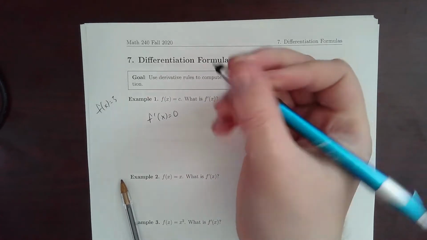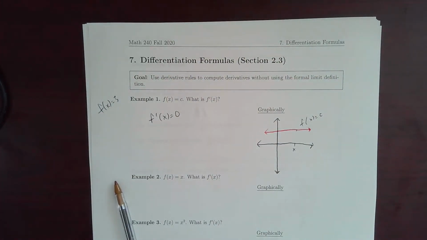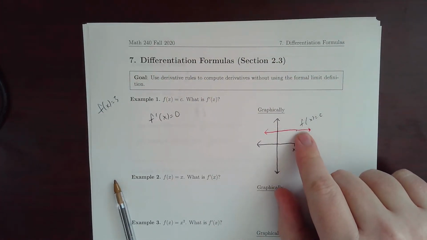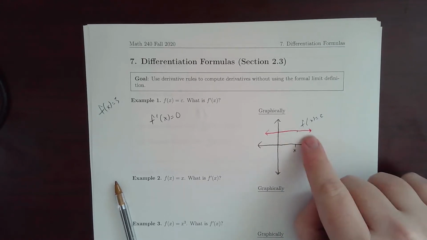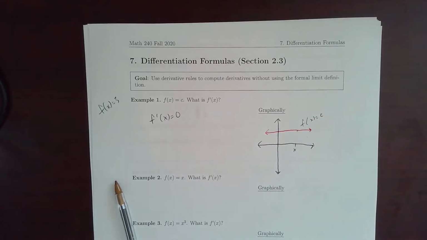And it turns out we can just view this as being the slope of the tangent line. Because it's just a horizontal line, it's got a slope of 0. There's no rise over however long we want the run to be.